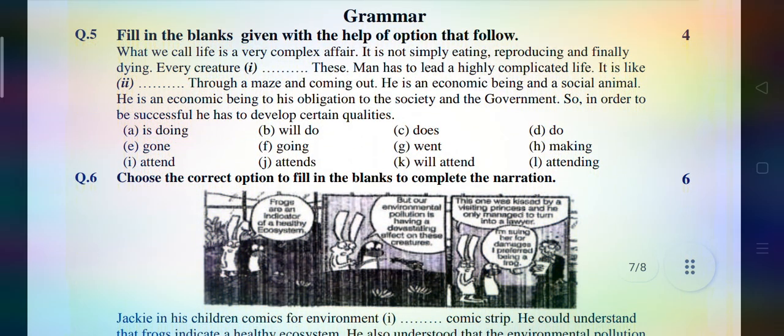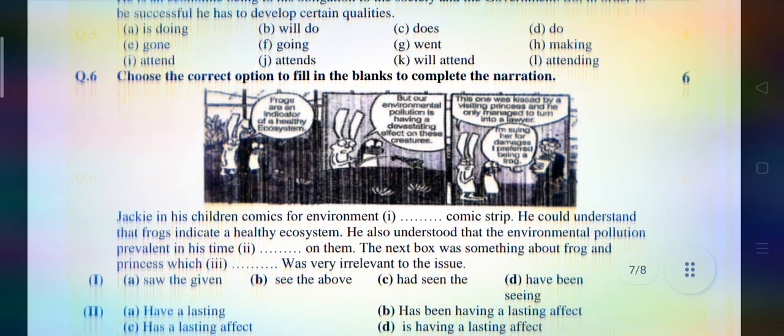This is a very critical task for the students. They have to go through this section very sharply and mindfully, otherwise they would commit mistakes. Fill in the blanks given with the help of options that follow. This is subject agreement with its verb concord. I recently taught you about subject agreement with its verb, how to choose verbs according to the number of its subject. Now question number 6.